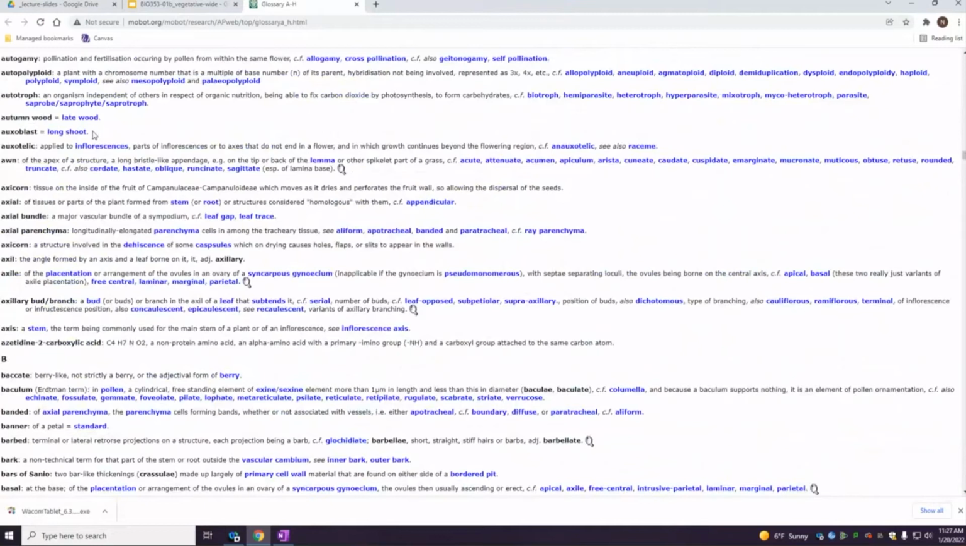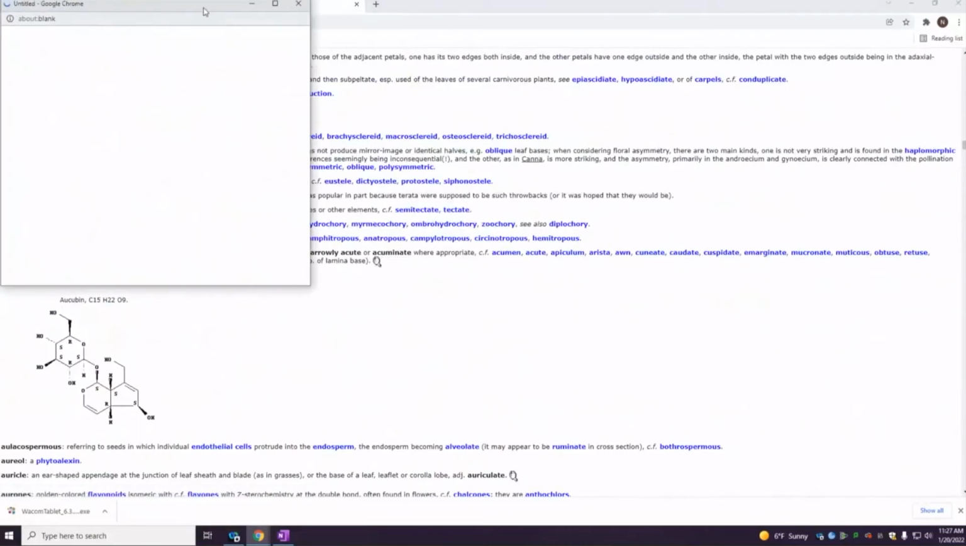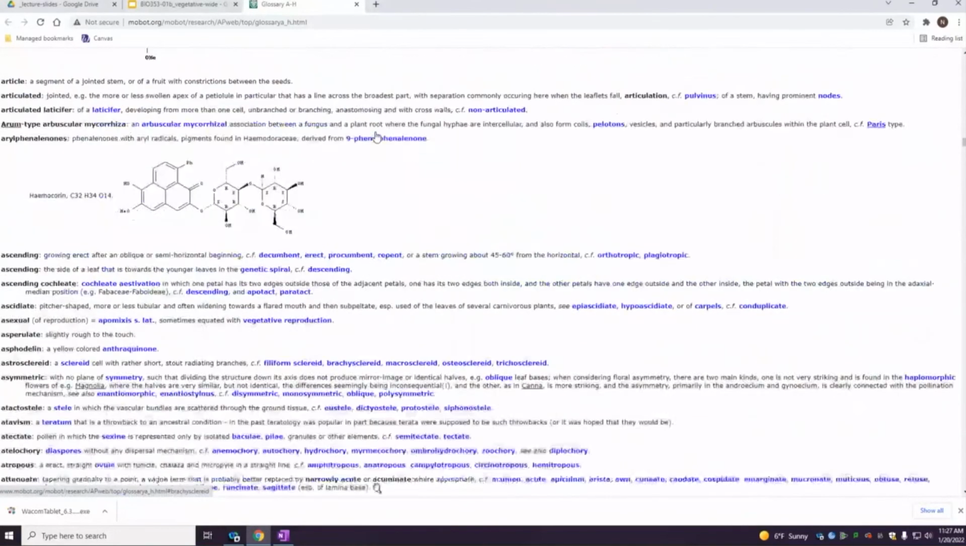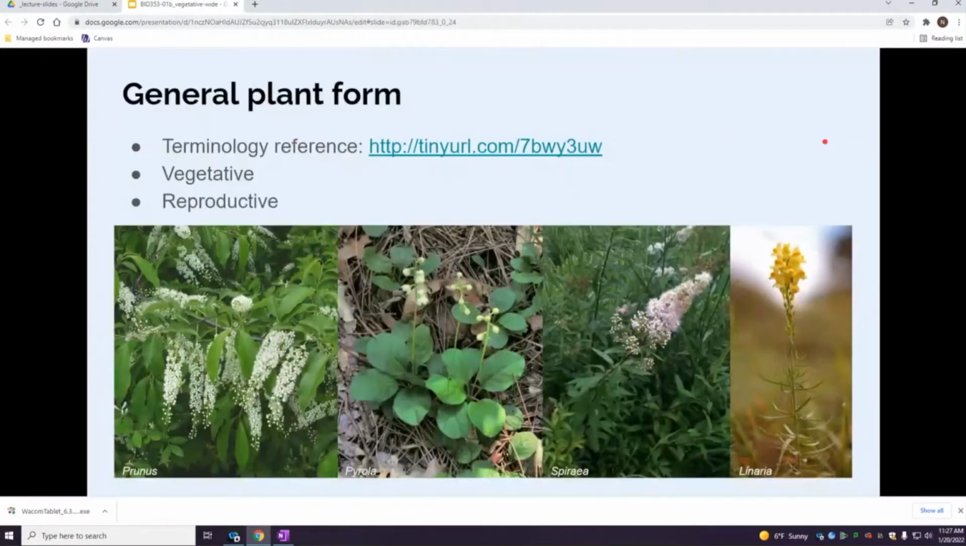Some of them not so useful, maybe. Oxoblast, a long shoot. So on and so on. I think the illustrations don't work anymore. So if you do encounter words you don't know, you can look them up on here. This is a nice resource. If you want a resource written by botanists, that's a good way to make sure you're getting an appropriate definition.